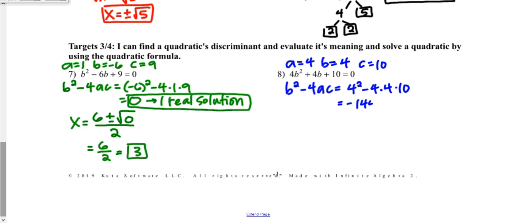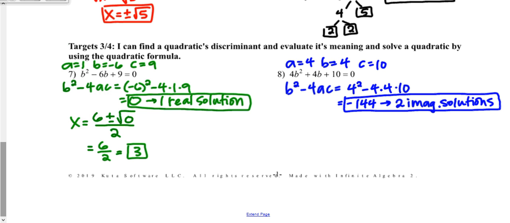So because this is a negative number, that means we're going to get two imaginary solutions. So in the end, we should have two answers, which comes from the plus and minus, and i should be in our answer. So let's fill in the quadratic formula. X equals negative b, which would be negative 4, plus or minus the square root of the discriminant over 2 times a, so over 8.